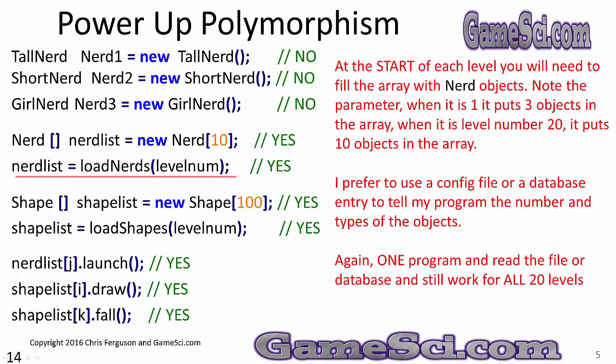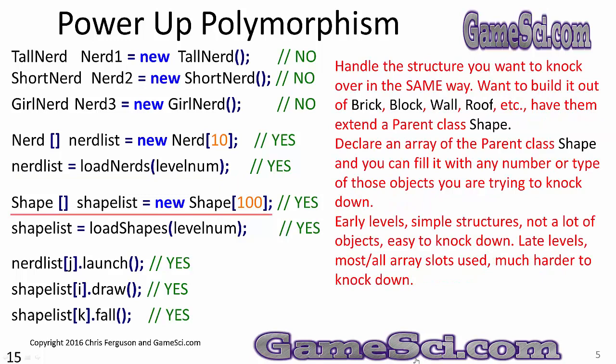I prefer using a config file or a database entry to tell my program the number and types of objects. Again, one program that will read a file or database and still work for all 20 levels. Now that only takes care of half the problem. My nerds want to knock down shapes.